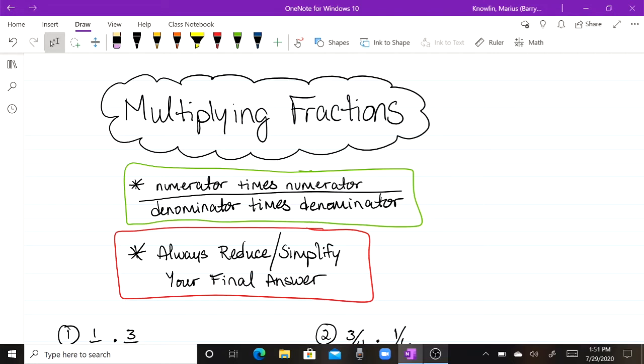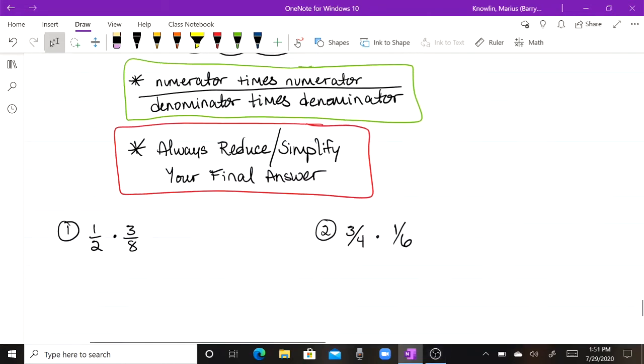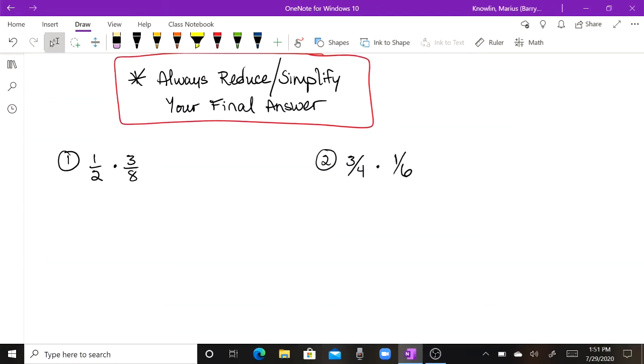So, when you're multiplying fractions, you do the top times the top and bottom times the bottom. Or you can say it as numerator times numerator, denominator times denominator. And you have to always reduce or simplify your final answer. Let's go ahead and jump in. Let's take a look at number 1.